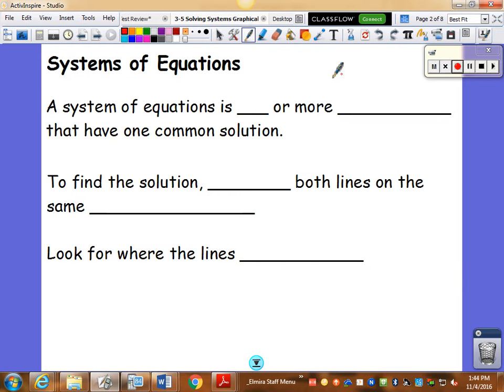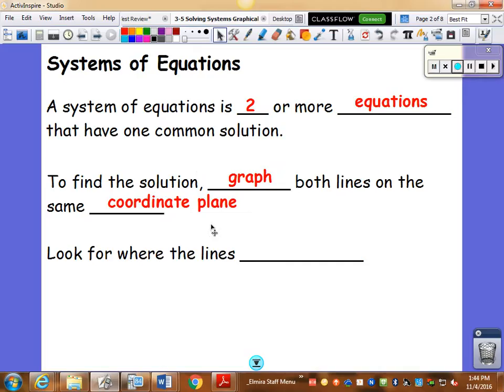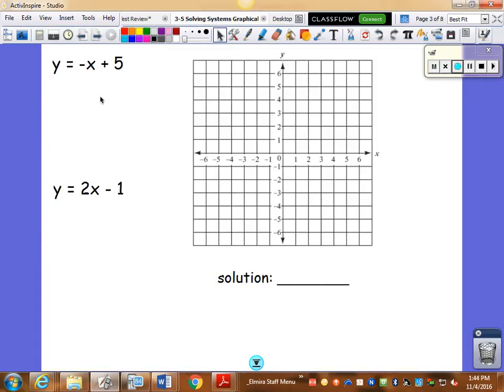So our notes in class: a system of equations is two or more equations that have one common solution. To find the solution, you graph both lines on the same coordinate plane and look for where the lines cross. Okay? So we'll do a couple of these, and then I want to talk about the homework situation. There's a couple on the homework I want to talk about, and we'll go from there.